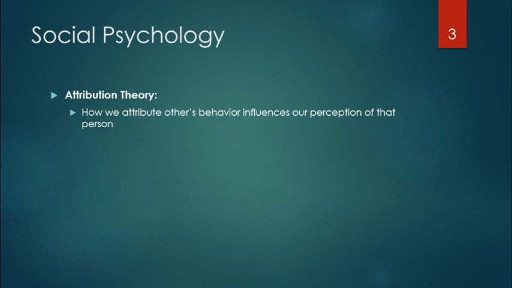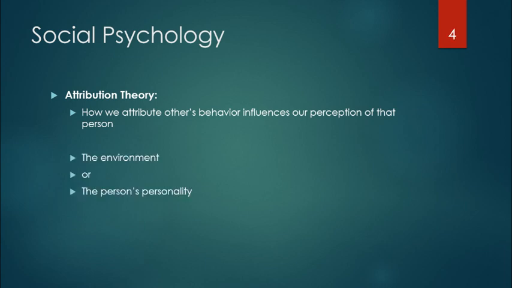Attribution theory is based on how we attribute others' behavior. That fact right there, how we attribute others' behavior, will influence our perception of that person. So attribute means how we explain. So how we explain other people's behavior will influence our perception of that person. Will influence how we think about that person. We're going to explore this idea a little bit more here.